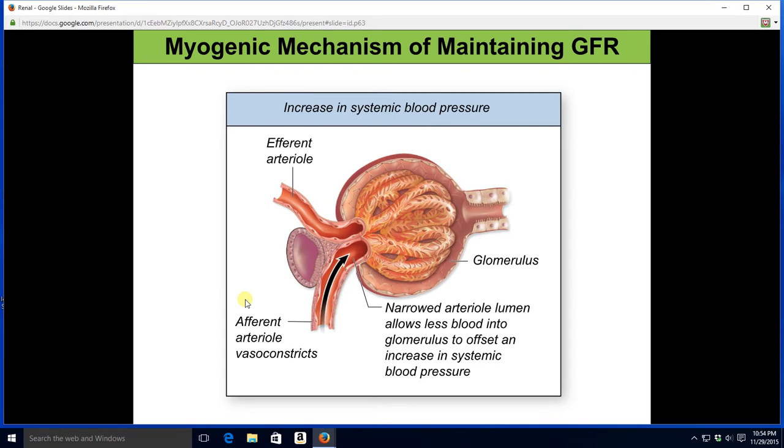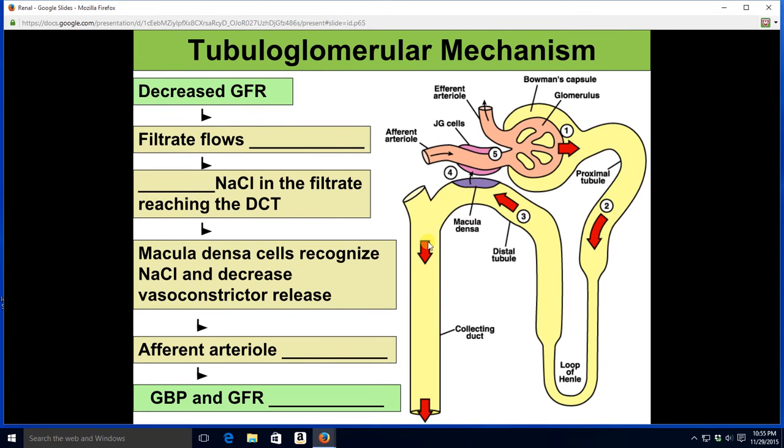All right, and you probably could figure this out on your own, but if blood pressure rises, well, I mean, we don't want it to rise here. So to deal with that, to counteract that, the afferent arteriole is going to vasoconstrict. So blood pressure goes up, this arteriole vasoconstricts, less blood gets in, which brings the pressure here back down to the normal that we need. All right. The myogenic mechanism is one way that we maintain glomerular filtration rate.